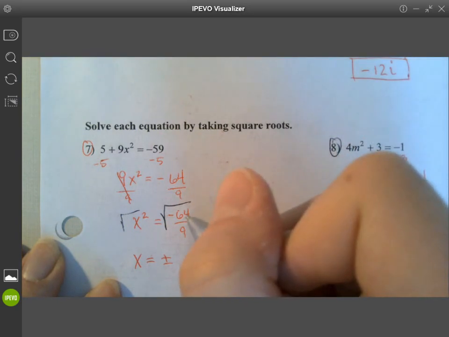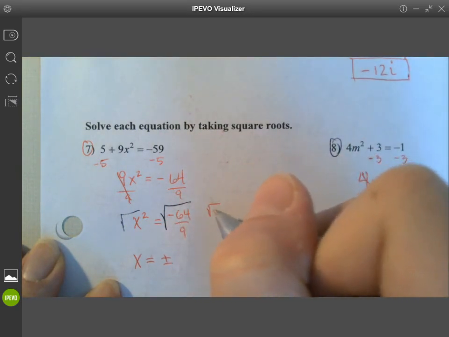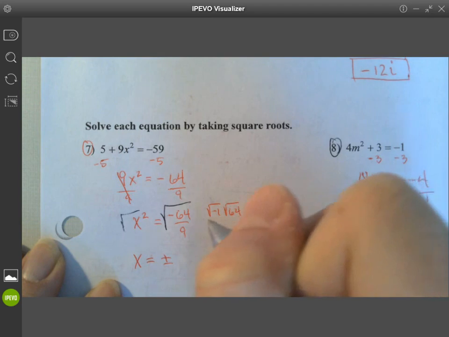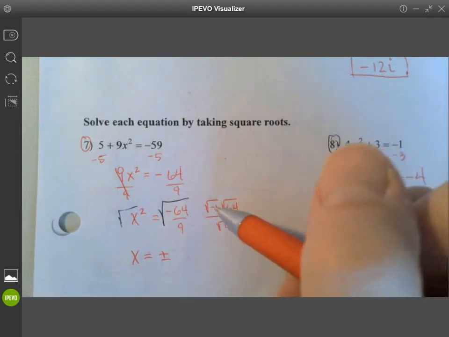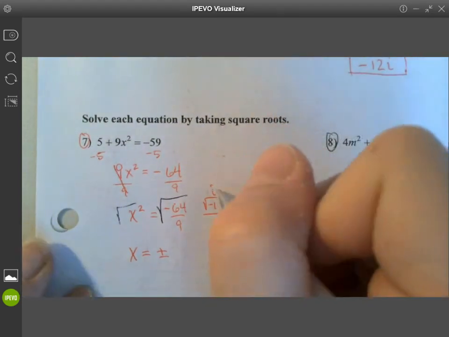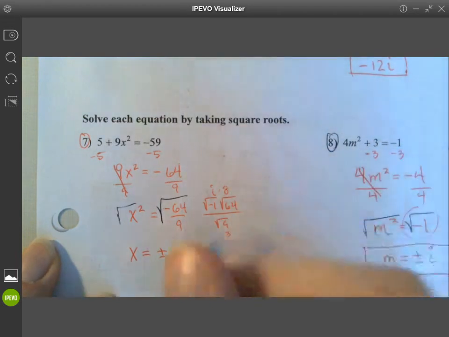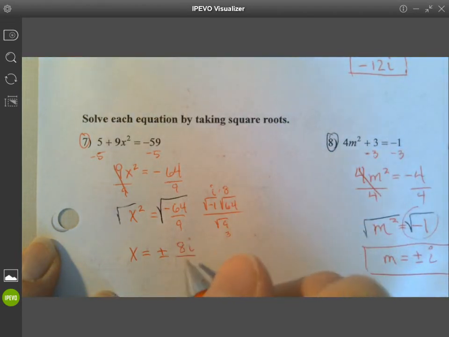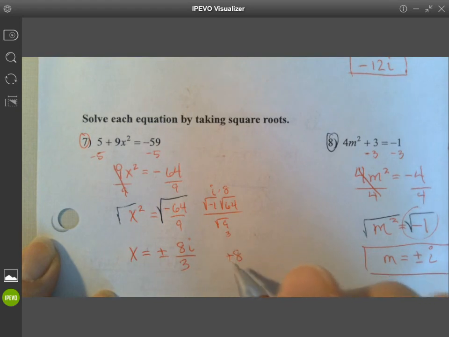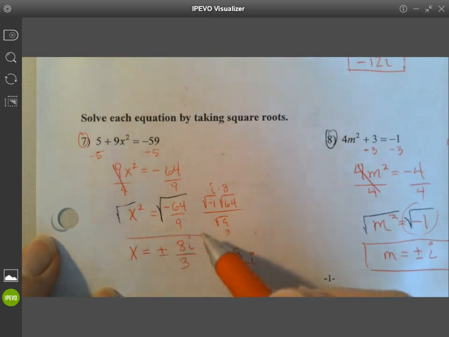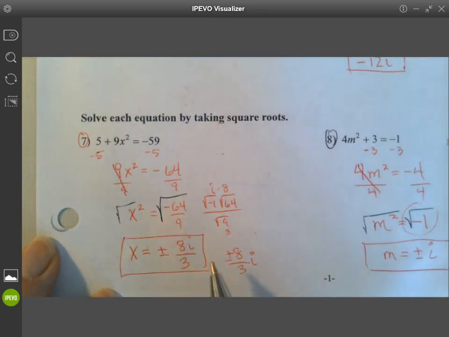And then I have the square root of a negative. That's really going to be -1 and 64. And that's going to be the square root of 9. So here's i times 8 all over 3. So how do I write it? 8i over 3. Or you could have plus or minus 8/3 i. The big thing is that i cannot be in the denominator. It can be up with the numerator, it can be off to the side. It cannot be in the denominator. It cannot be underneath the square root sign. Does that help? All right, let's flip it over.